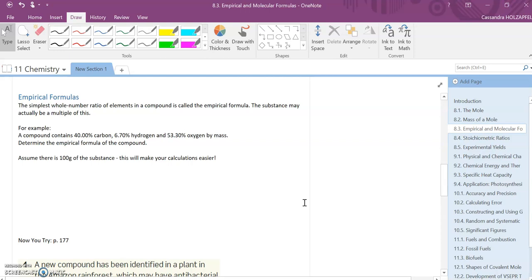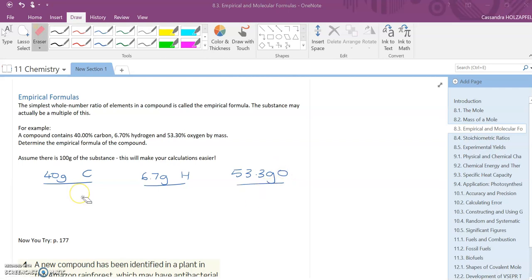So for example, we've got a compound, and that compound contains 40% carbon, 6.7% hydrogen, and 53.3% oxygen by mass. And it wants you to determine the empirical formula of the compound. So first things first, we're going to assume that there's 100 grams of this substance. It's going to make my calculations a whole bunch easier, because if I have 40% carbon and 40% of 100 grams, that means that I've got 40 grams of carbon. So that makes that one nice and easy for me. This also means I would have 6.7 grams of hydrogen, and then I would also have 53.3 grams of oxygen by mass.